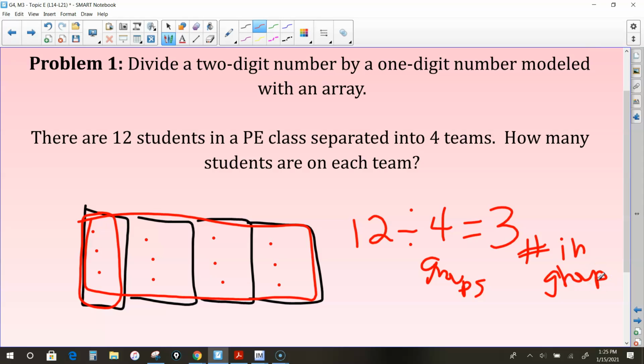Sometimes our quotient represents the number in a group, or it can represent the actual number of groups that we have. But in this problem, we already knew how many groups we have, which was 4. So we want to know how many would go in each group, which would be 3.